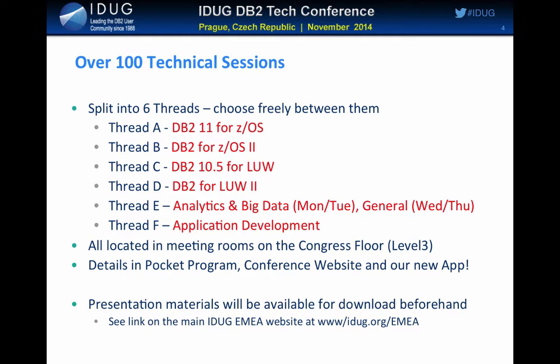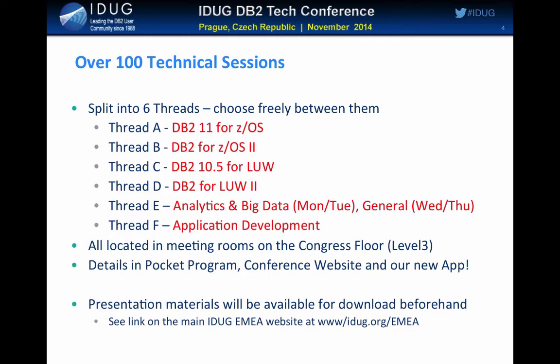The presentation materials for all the sessions are going to be available for download beforehand. They'll be available around 3 weeks before the conference begins, and to find them, just go to the IDUG website EMEA page at www.idug.org/EMEA, and there should be a link on the main page that will take you to the conference materials when they're available.